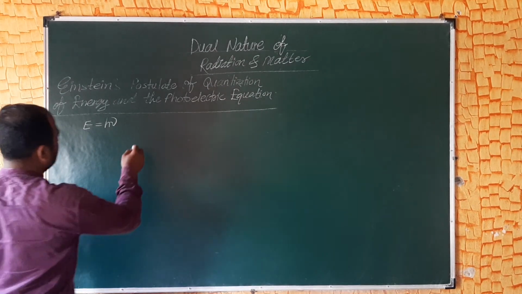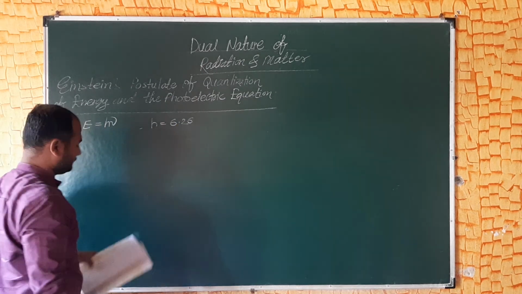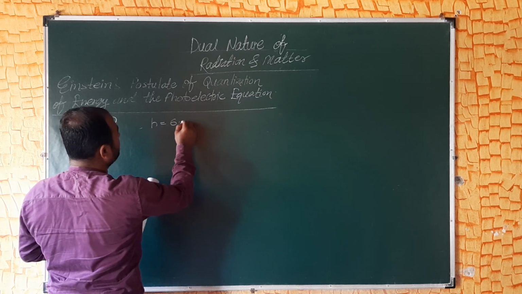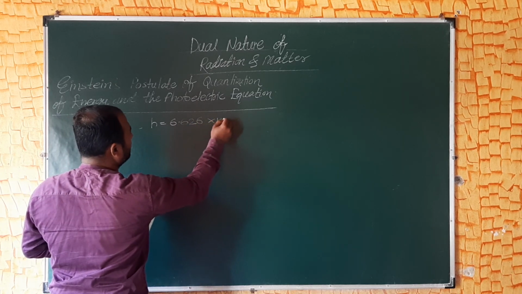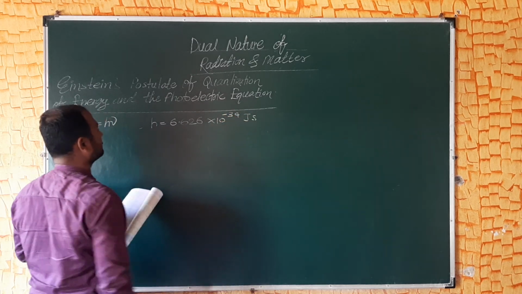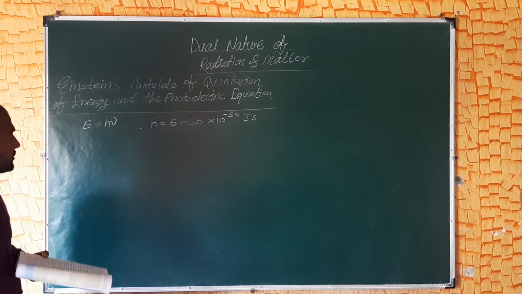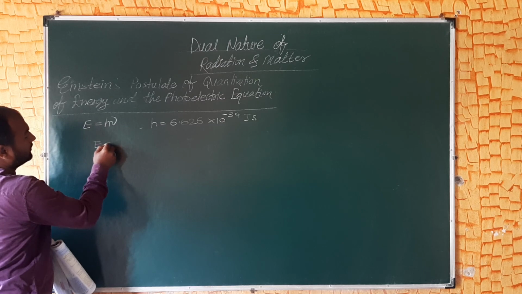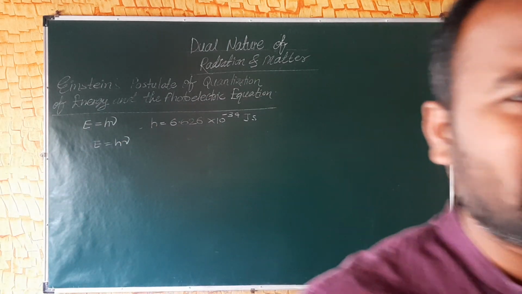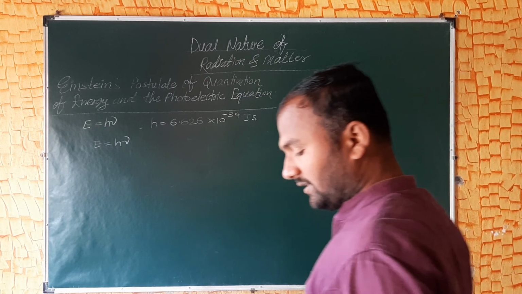h is equal to 6.626 into 10 raised to minus 34 joule second. So that is the value of h. It may be noted that the equation E is equal to h nu. Now, do you all see Einstein's Planck's constant equation? Okay, it is energy E is equal to h nu.